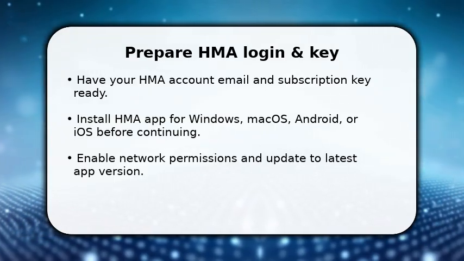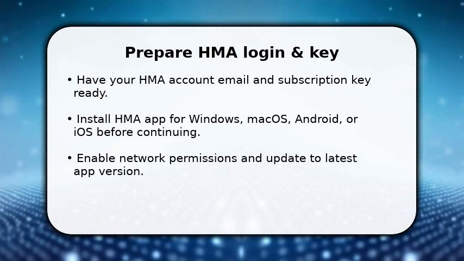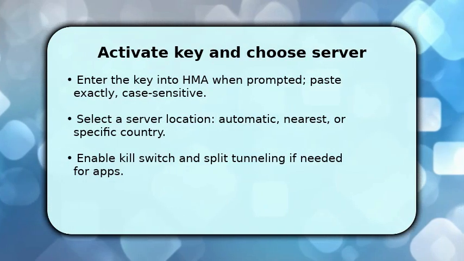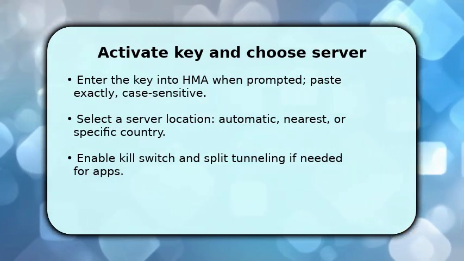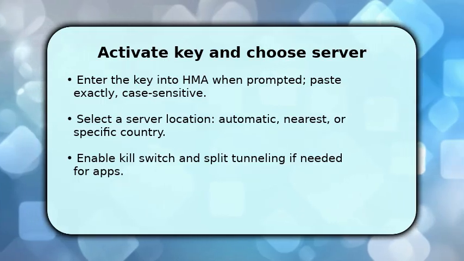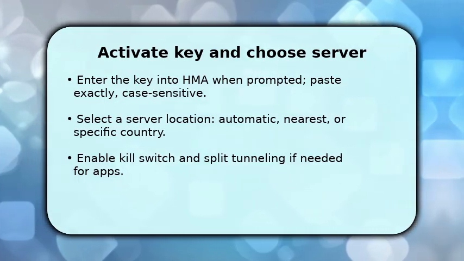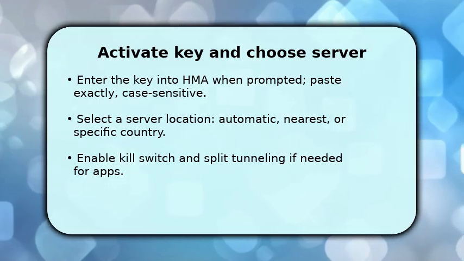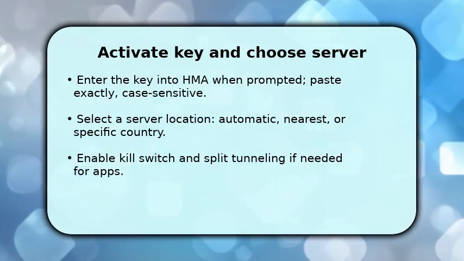You paste the subscription key into HMA's activation field and submit. It's case-sensitive, so double-check characters. After activation, select the server type. Use automatic for best speed, choose nearest for lower latency, or pick a country for geo-specific access.